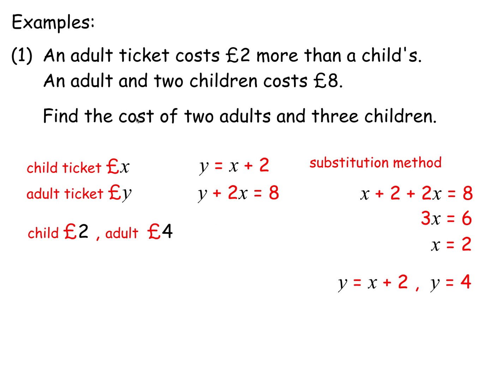Now you can answer the question, what's the cost of two adults and three children? That is two adults, 2y, and three children, 3x. It's 2y and 3x. So I just wrote down 2y plus 3x and put in y is 4 and x is 2. And it comes out at 14. And it's therefore £14. That's the answer to the question. Find the cost, it's £14. So don't forget that bit. So it was about modelling the problem with simultaneous equations, and then you go on to solve and answer the questions.